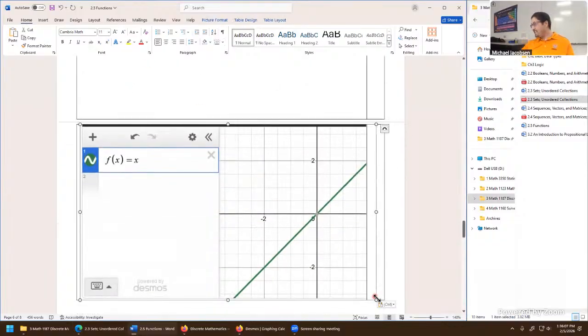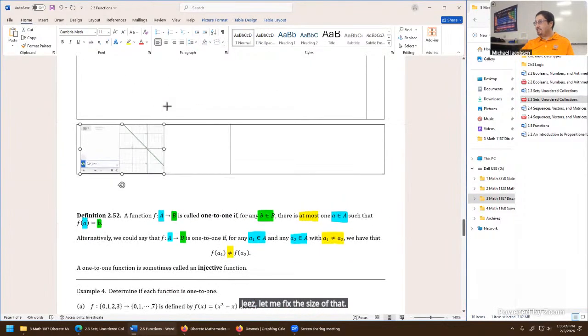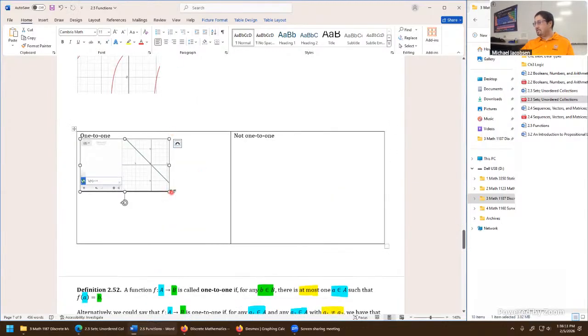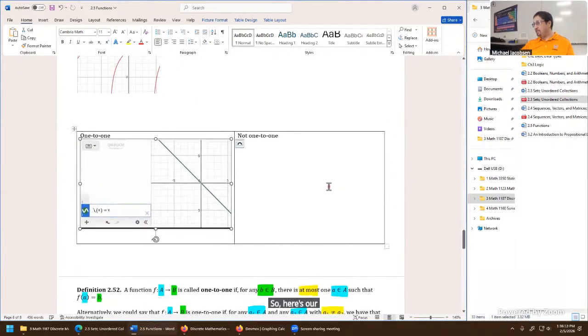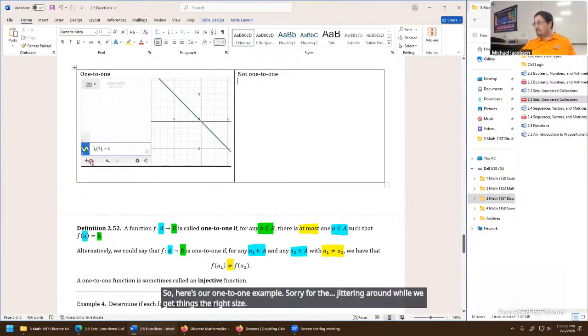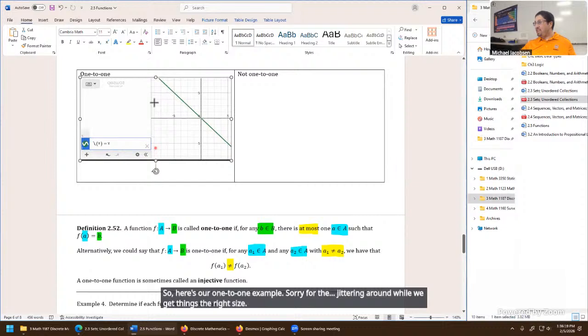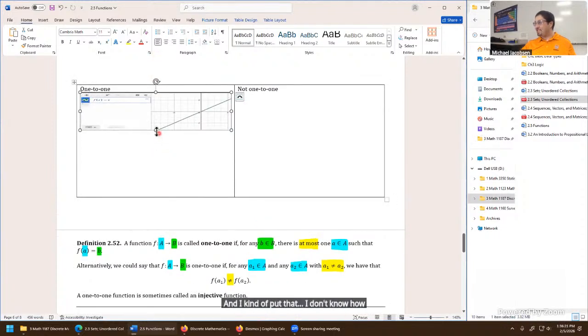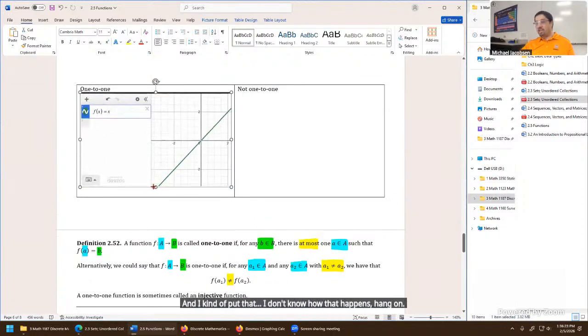Geez, let me fix the size of that. So here's our one-to-one example. Sorry for the jittering around while we get things the right size. And I kind of flipped that. I don't know how that happens. Hang on. There we go. That looks a little bit more normal. So here's our one-to-one example, right side up this time.